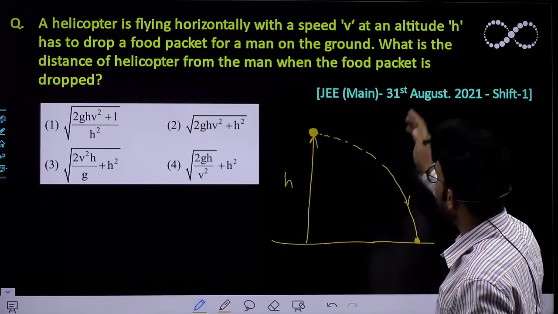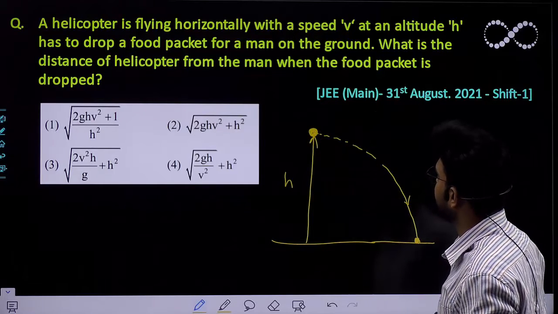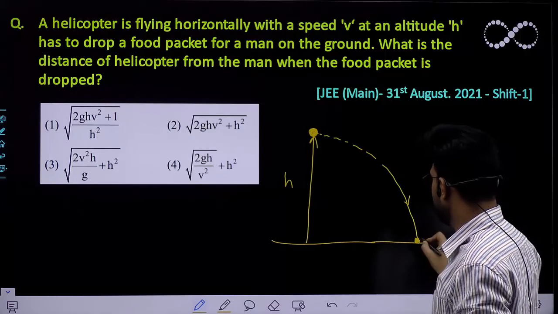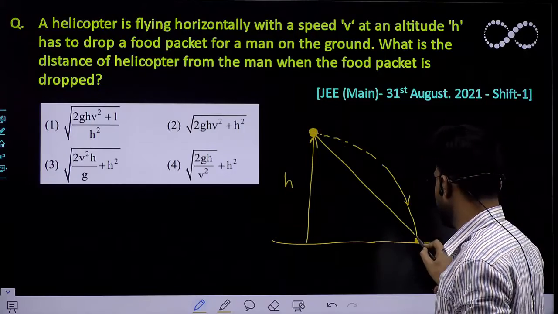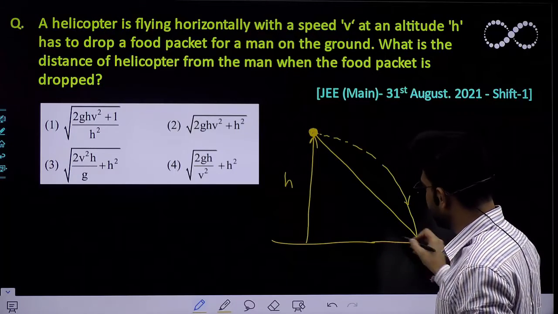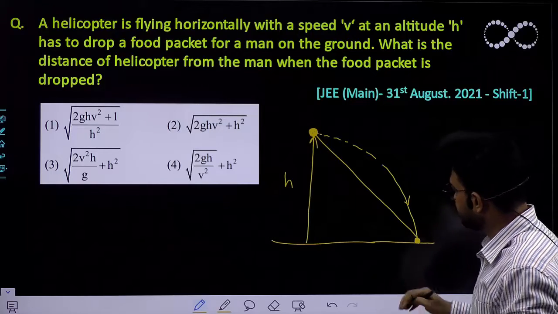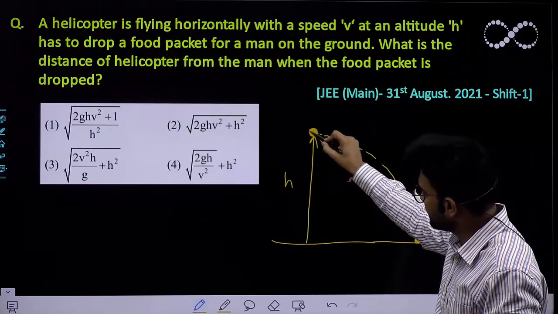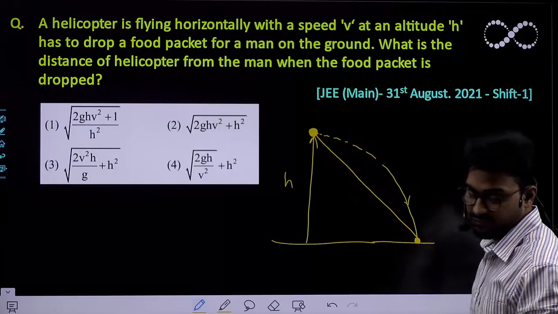Now what is the distance of the helicopter from the man when the food packet is dropped? So this is the food packet, and what is this distance? You need to find out the distance of the helicopter from the man at the moment when the helicopter has dropped the packet. So this is the distance that you need to find out.